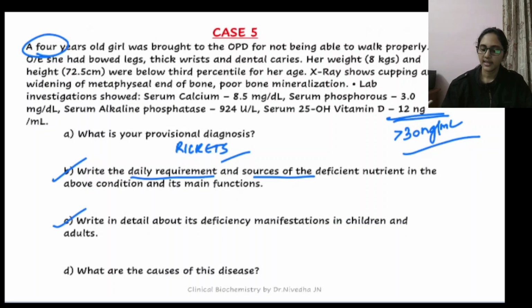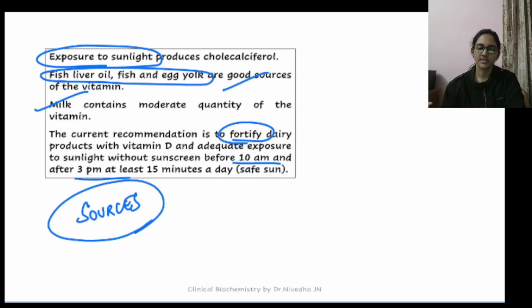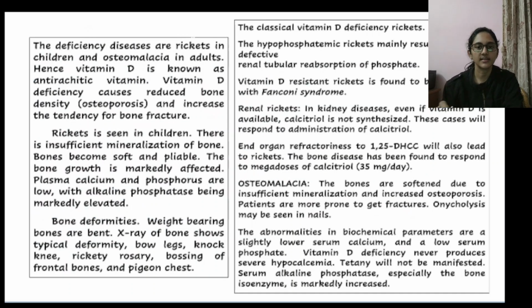And write in detail about the deficiency manifestation in children and adults. So what's the deficiency manifestation in children and adults? In children, it is going to be rickets. In adults, it is going to be osteomalacia, right? So in children, what will happen here? In rickets, what are the different clinical features? That you all tell me.